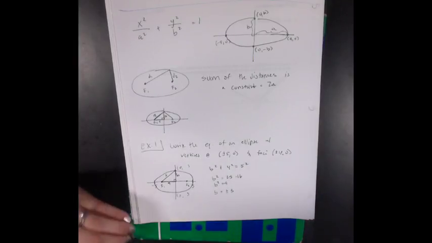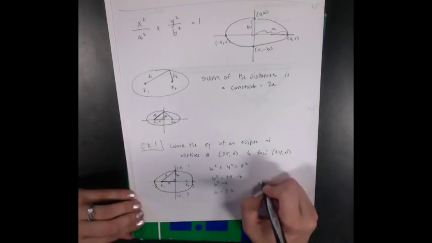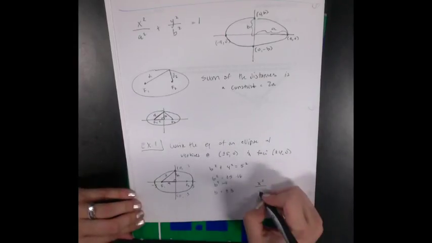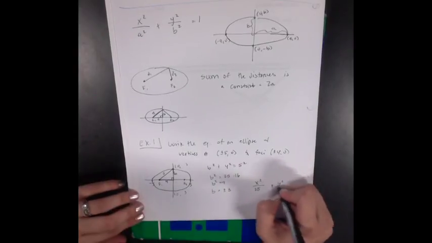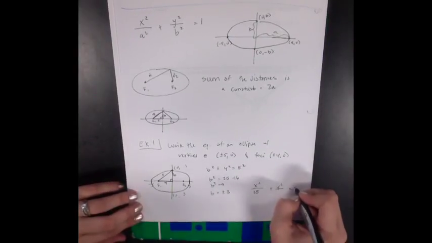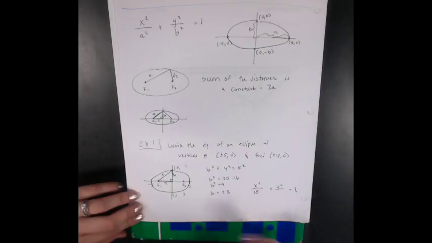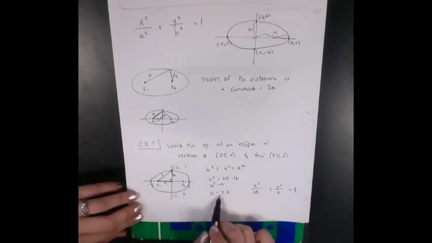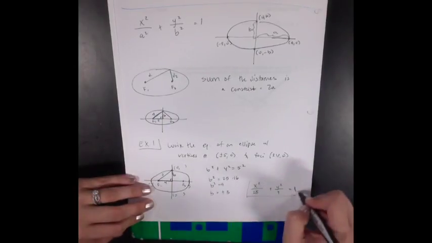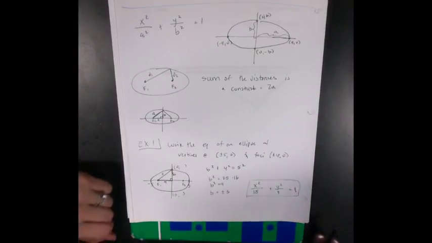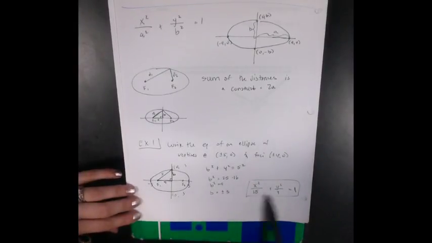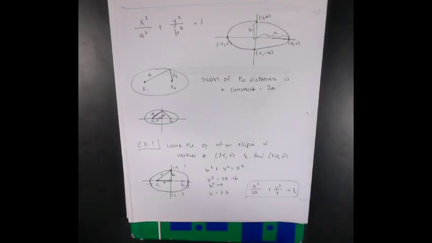So, my equation, I have x squared over 5 squared, which is 25, plus y squared over something equals 1. My something is what I just solved for, b. 3 squared, which is 9. Don't forget to square it. You have to draw this picture. It's part of what I'm grading. But this is the equation that we're looking for.